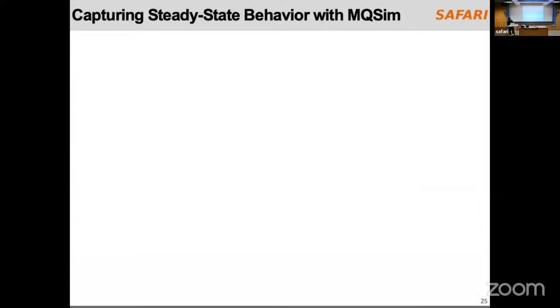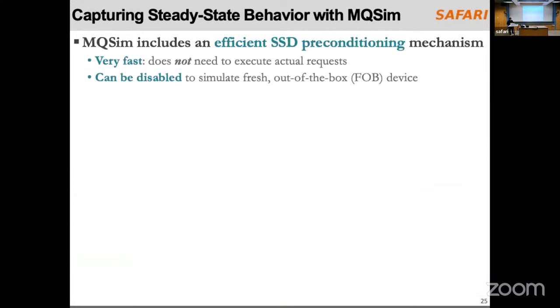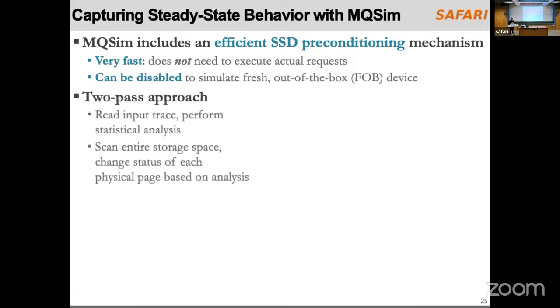Then we look at capturing the steady state behavior with MQSim. MQSim includes an efficient SSD preconditioning mechanism, which is very fast. Unlike SSDSim that we saw, it doesn't take as much time in terms of execution. This can be disabled to, let's say, treat the device as a fresh out of the box device. It has a two-pass approach, but the key part is to scan the entire storage space and only set the metadata for each physical page to be an invalid page. That makes it a steady state behavior.